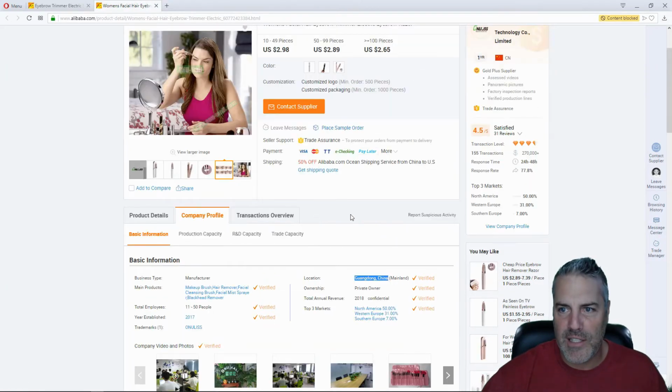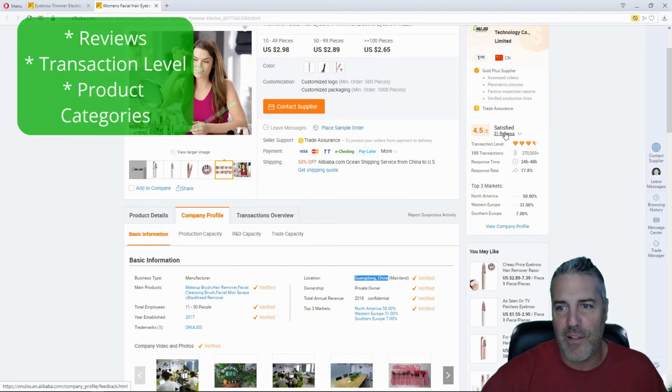So on to the next thing. Let's look at some of their metrics. They have 4.5 stars out of 5 from 31 reviews. That's good. Obviously they have these 2 things because we filtered for those. Transaction level is 3.5 stars, and that's good.